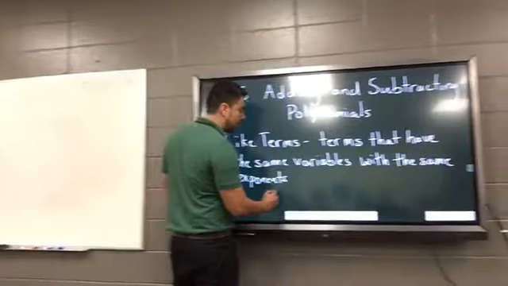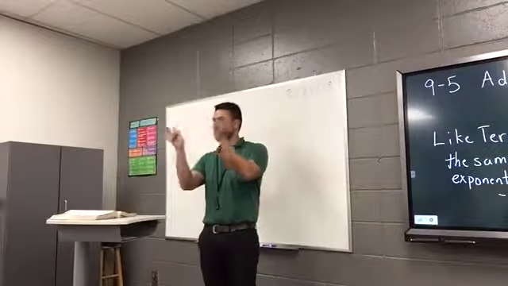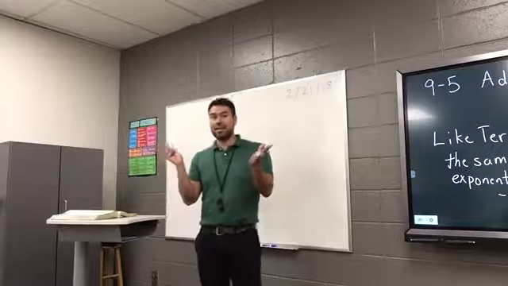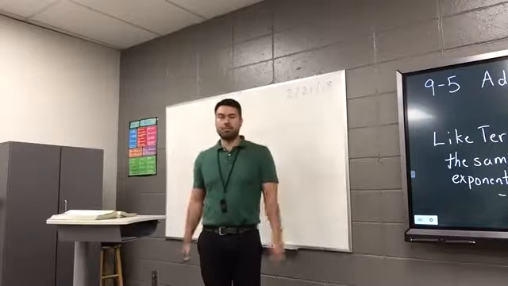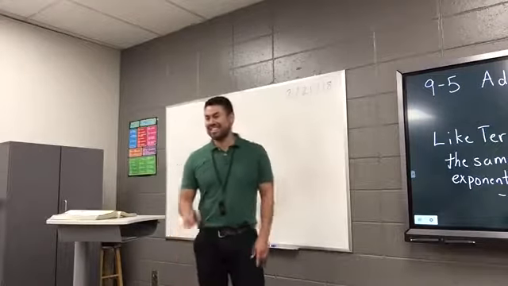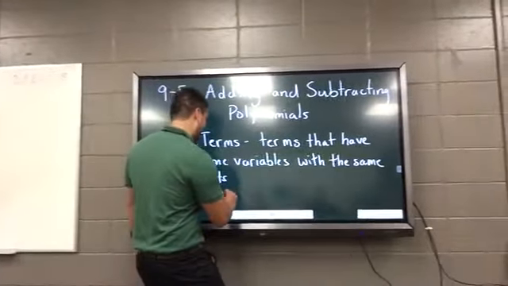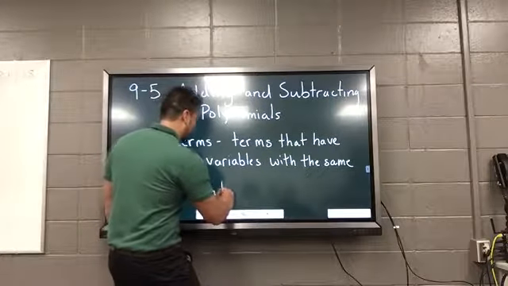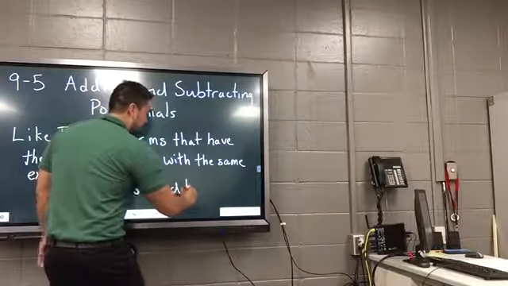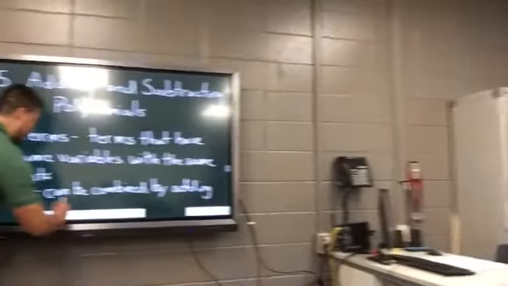All right, does anyone know how you actually combine them? How do you add or subtract like terms? Like, what do you actually do with the numbers? Add the what? What part of the number? The value. The numerical part. Okay, I think you guys are getting it. I'm going to put here: can be combined by adding the coefficients.